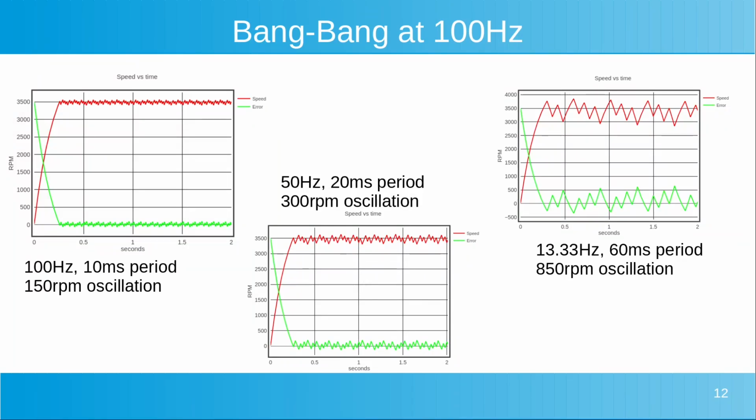Here we have 3 different control frequencies so you can see the difference in the oscillation around the set point. At higher frequencies on the left, the oscillation is quite small, whereas on the right, as the frequency of the controller drops lower, so does the frequency of the oscillation around the set point, and as such, the amplitude increases drastically.